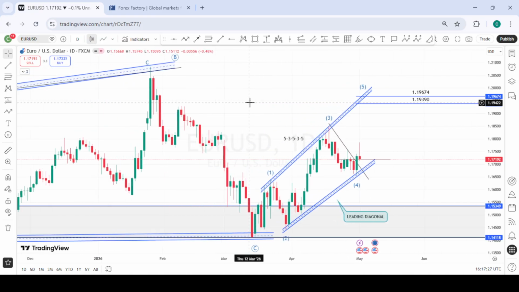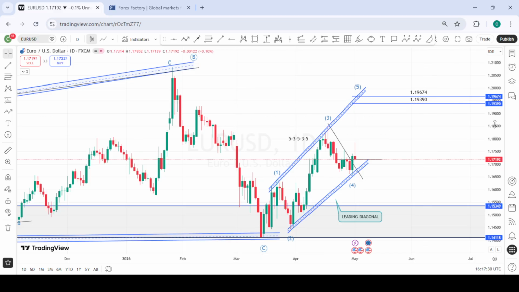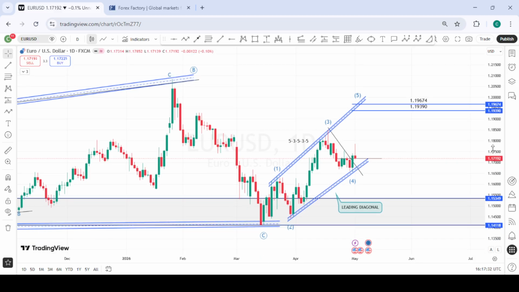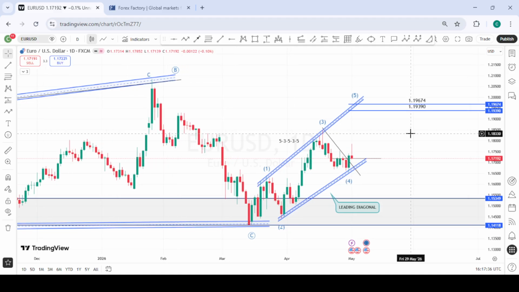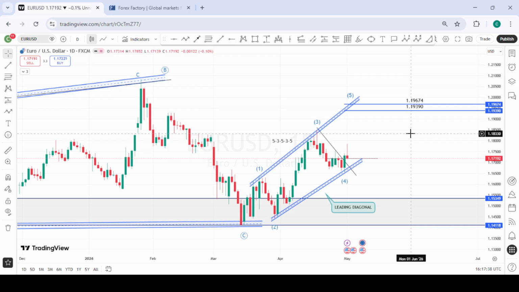This is EURUSD, and EURUSD is developing something called a leading diagonal, and we have a 5-3-5-3-5 structure. So we are currently yet to see the formation of the fifth wave, and if that also plays out, it's going to give us a nice harmonic pattern formation. And if it plays out, this is going to be the harmonic pattern that we are looking at.